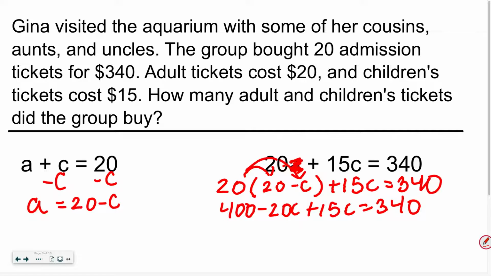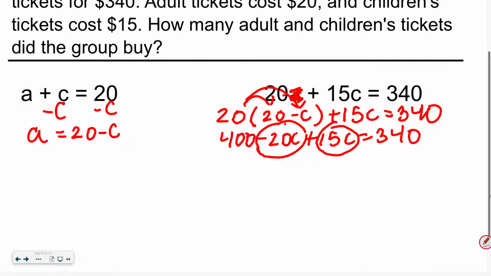Alright. Now what's next? Combine like terms. What are our like terms? Negative 20C and 15C. So what is our new equation now? 400 minus 5C equals 360. In sync, I love it.